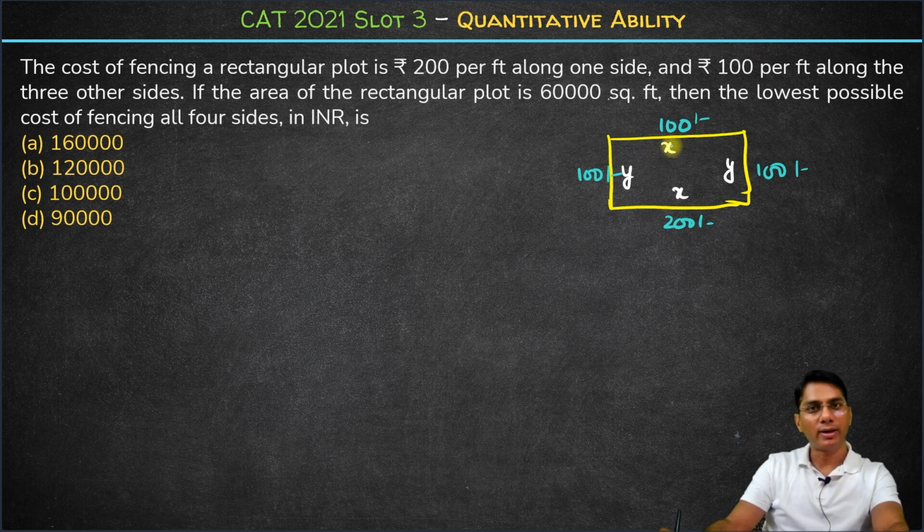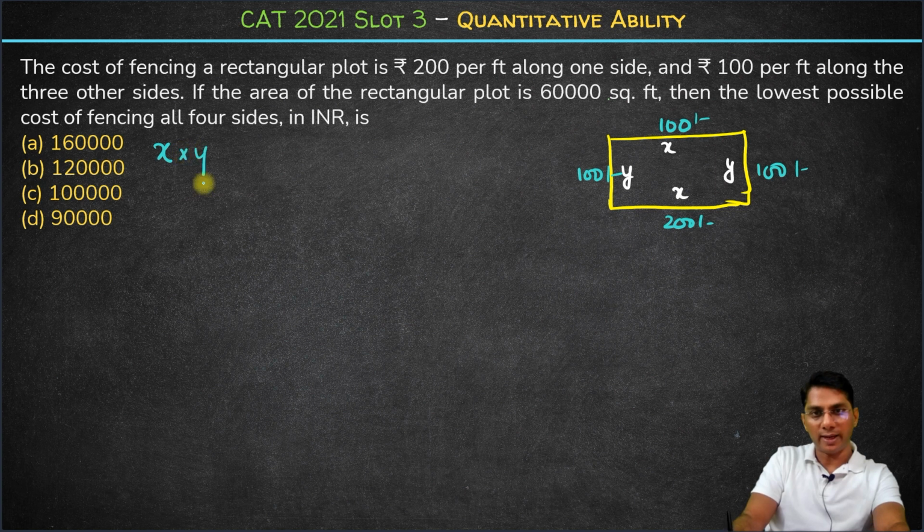Area of a rectangular plot is the product of the two adjacent sides. So area is x into y, which is given to us as 60,000 square feet, and we need to calculate the minimum cost of fencing. Now what is the cost of fencing?